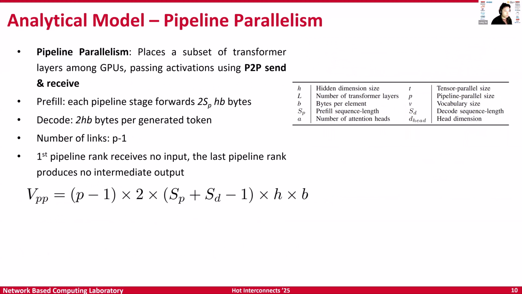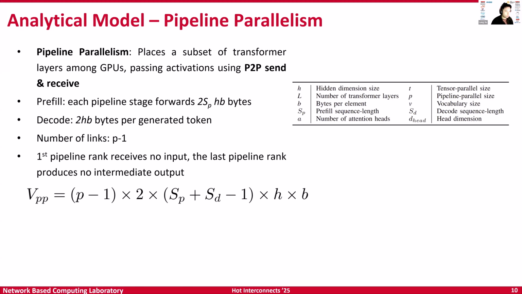Next we'll look at pure pipeline parallelism. Pipeline parallelism places a subset of the transformer layers among the GPUs. It passes the activations using point-to-point send and receive between the pipeline stages. Each pipeline stage will forward 2 times the prefill sequence length times the hidden size times the number of bytes per element.